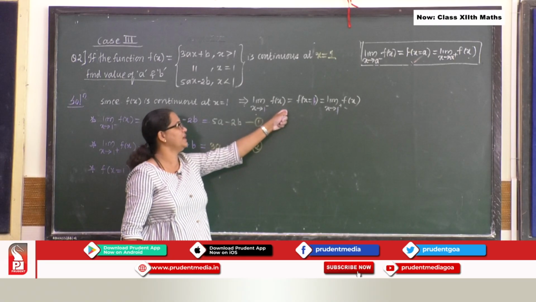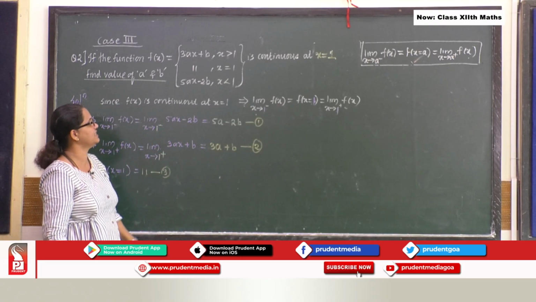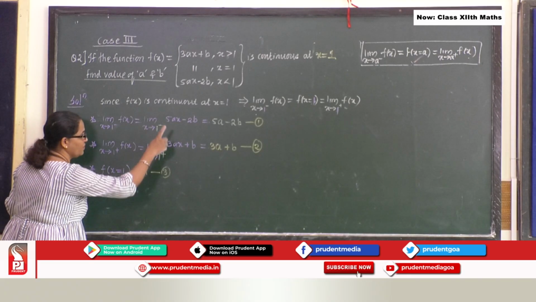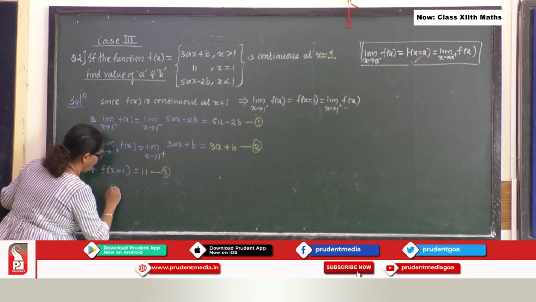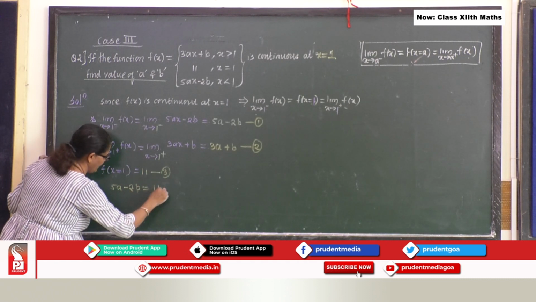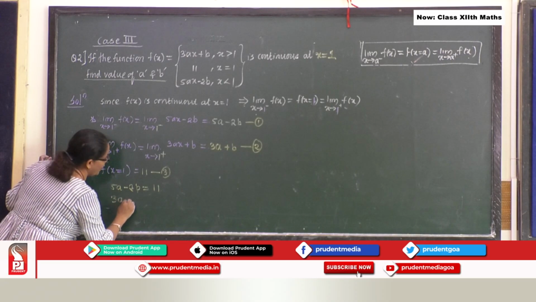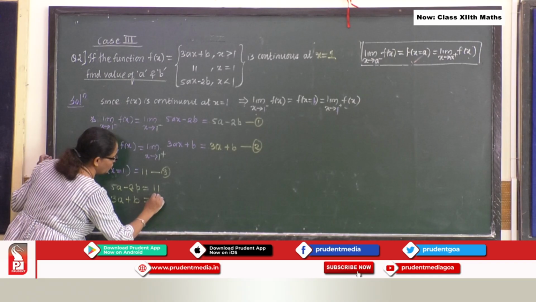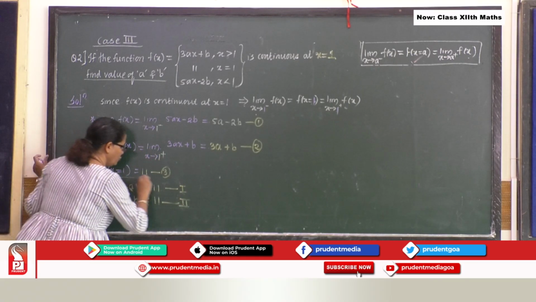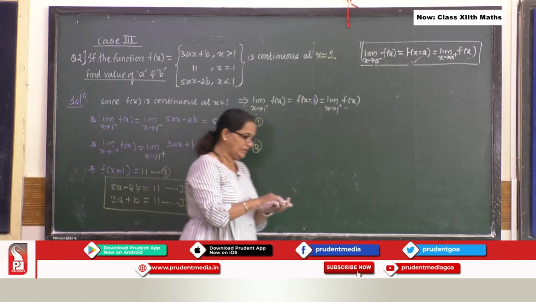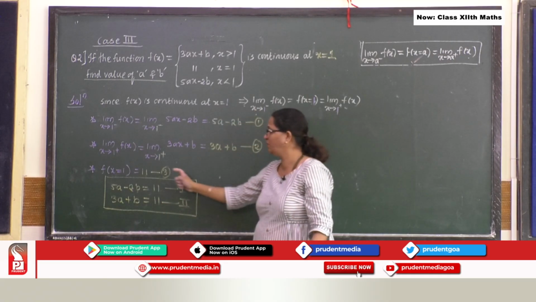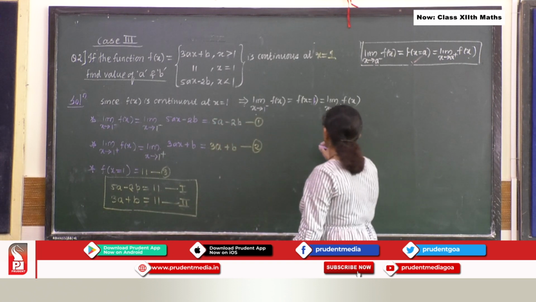Let us go to our mathematical implication. What does our mathematical implication tell us? That all these three values are equal. So with this observation, I will say 5a minus 2b is equal to 11, and then again 3a plus b is equal to 11. So this is my equation 1, this is my equation 2. When you look at it, you will be solving these simultaneously using the elimination method, and you will be finding the values of a and b. So let's proceed further.